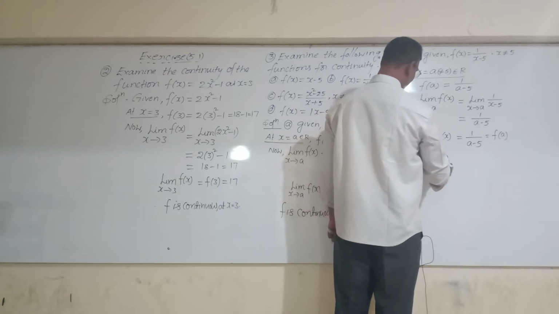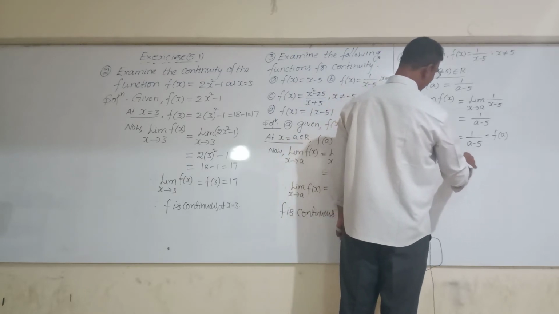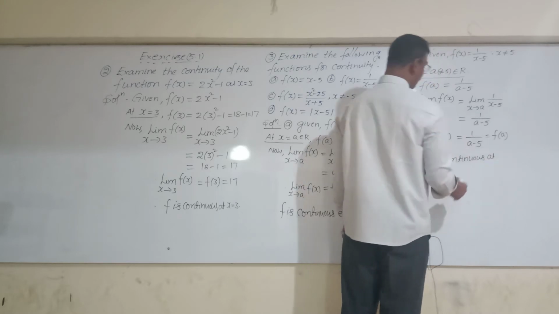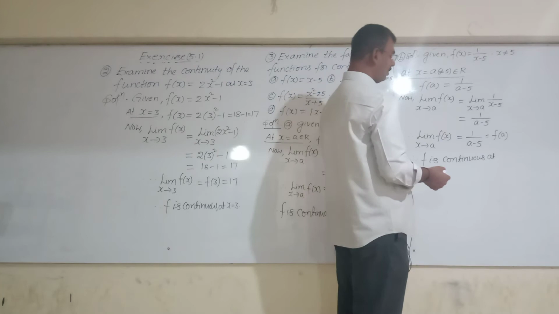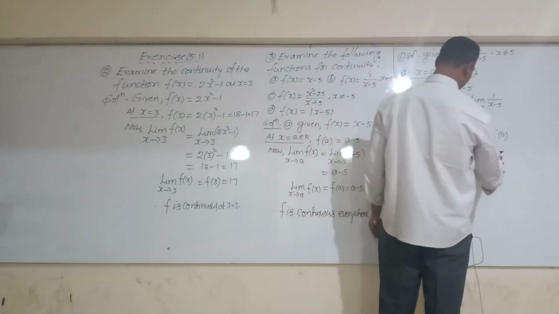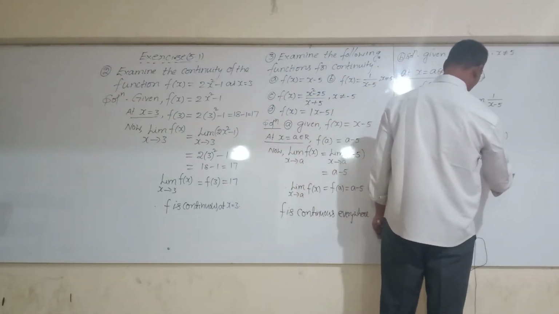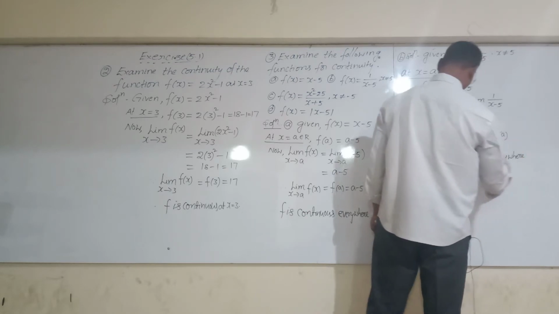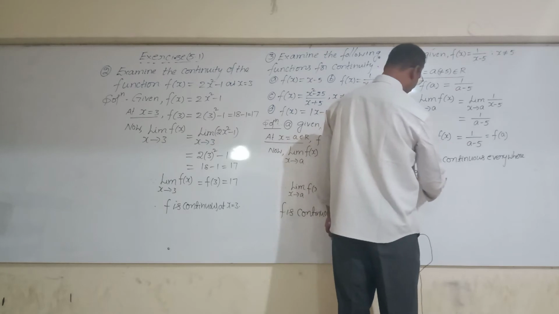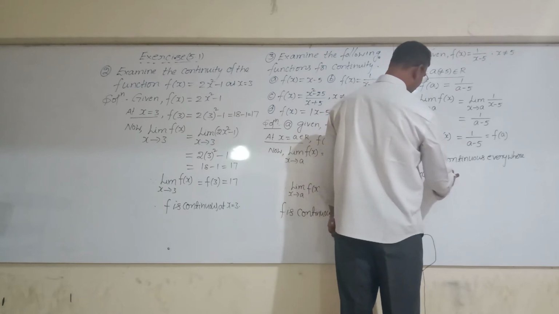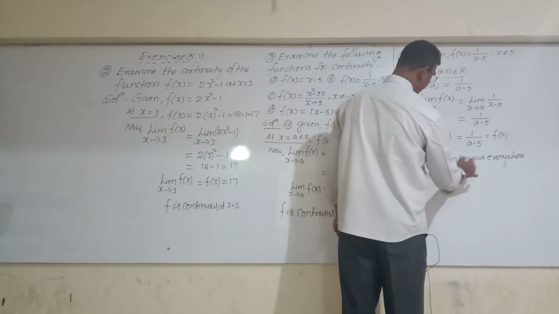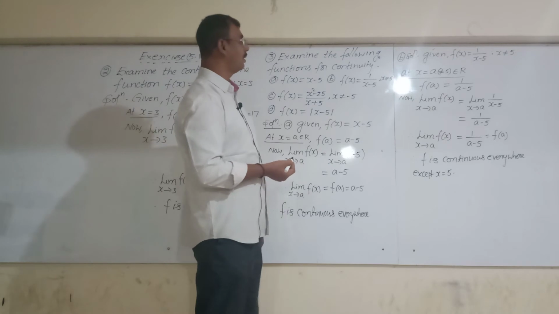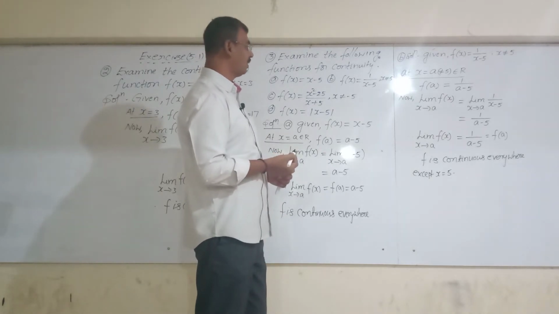Hence, f is continuous, and f is continuous everywhere except x is equal to 5. Except x is equal to 5, it is continuous.